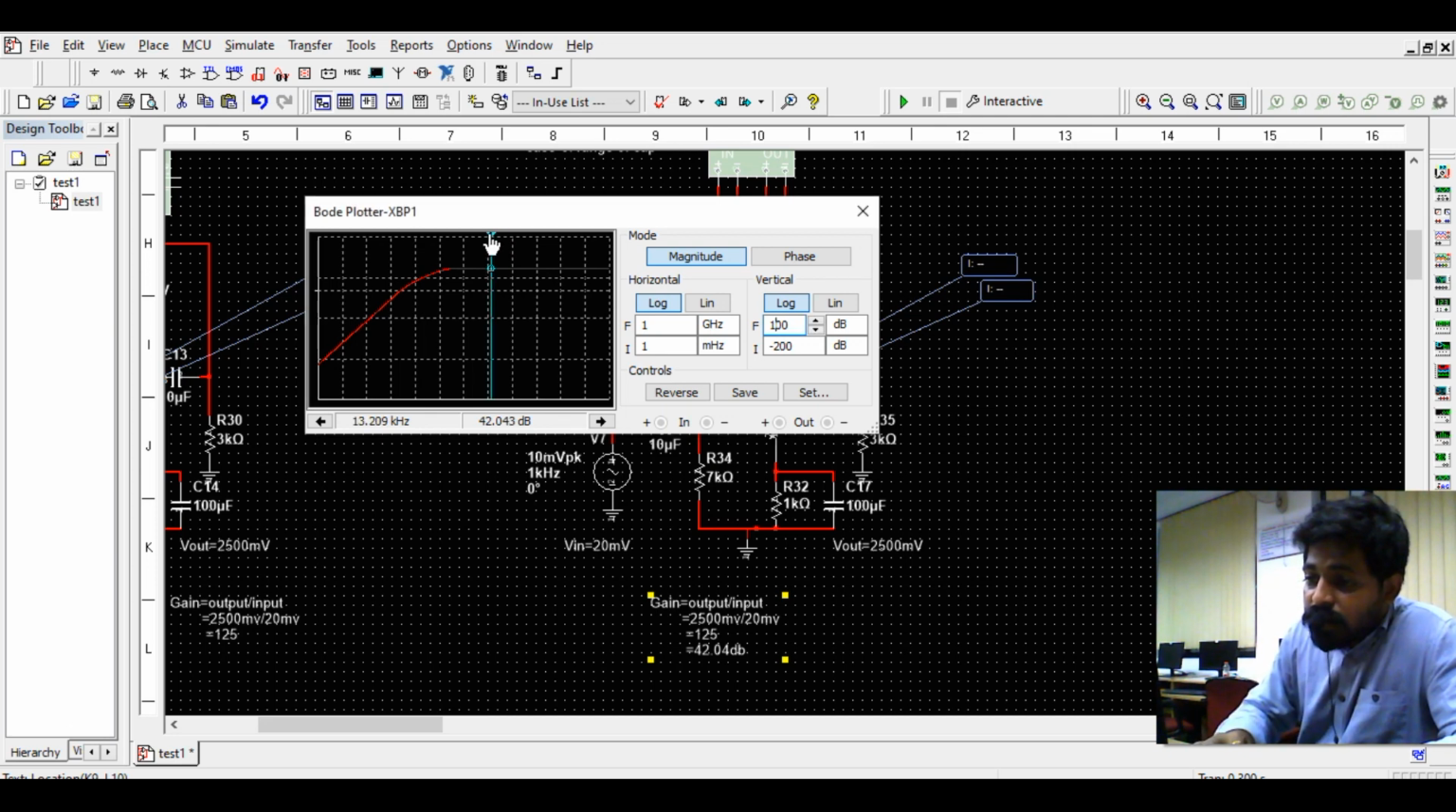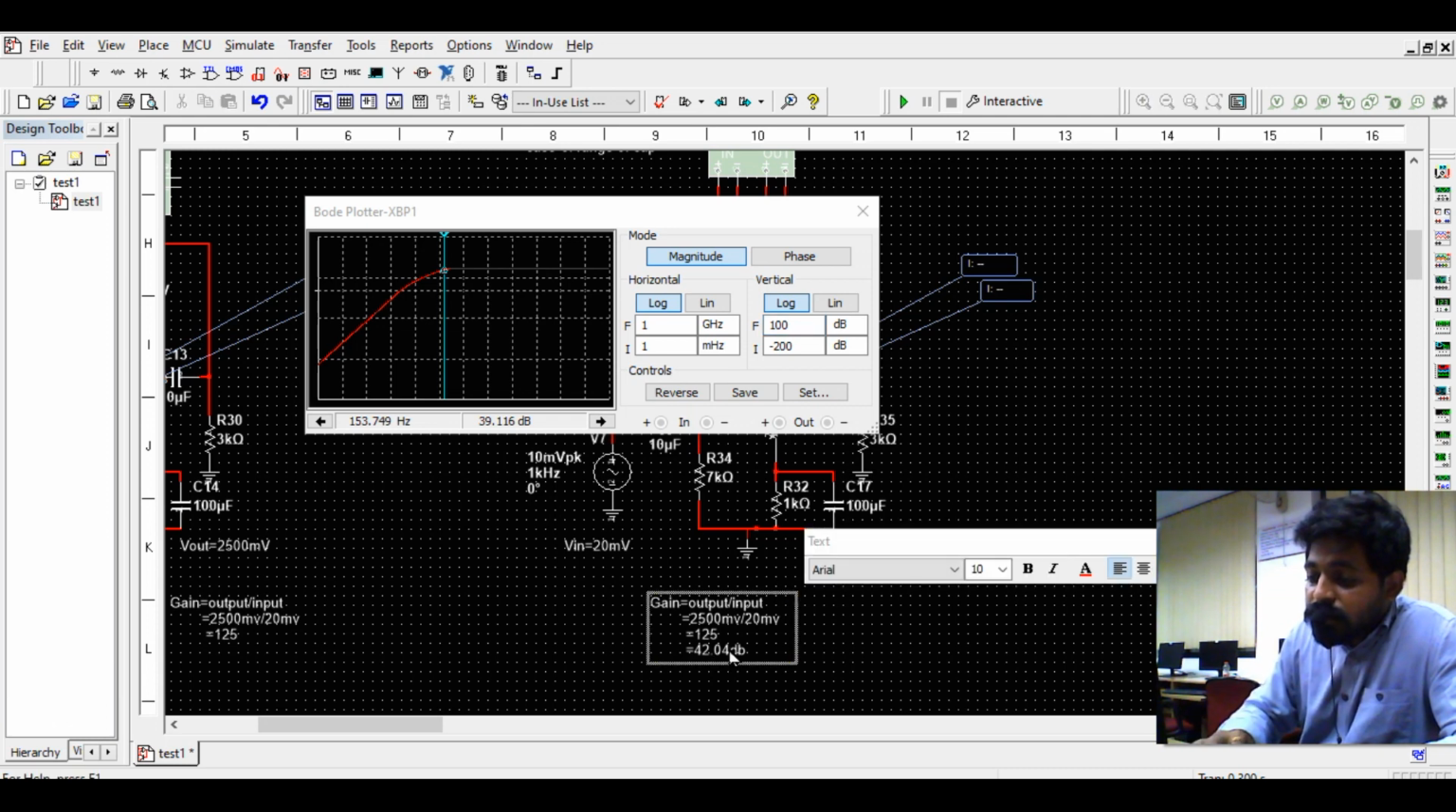In the sense, the frequency at which the gain falls by minus 3 dB. 42 minus 3 dB is 39.04. Yes, it is around 39.04, and the frequency it is showing there is called the lower cutoff frequency. So from this I will be updating the lower cutoff frequency. From this, the lower cutoff frequency FC1 is around 153 Hz.